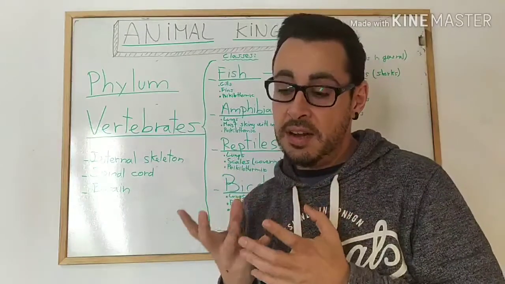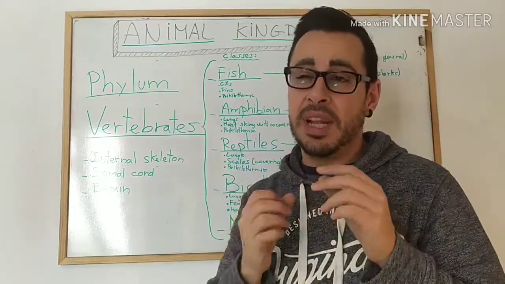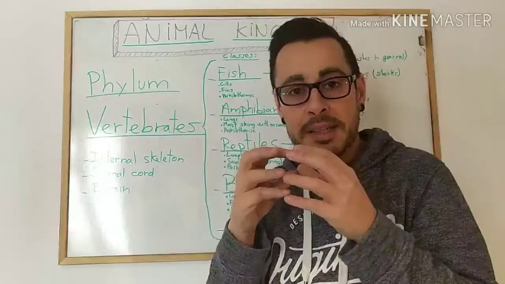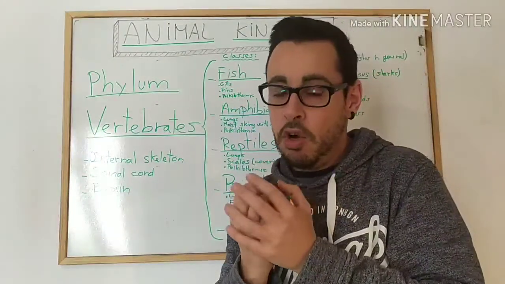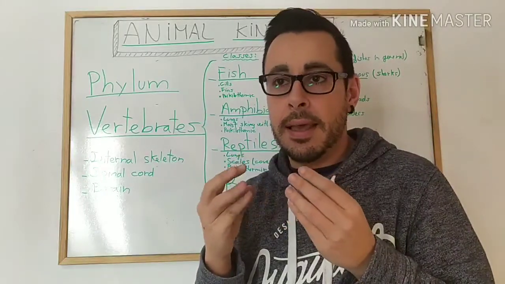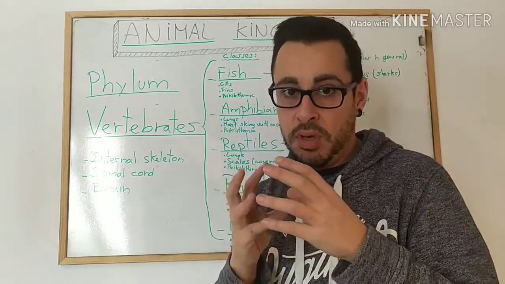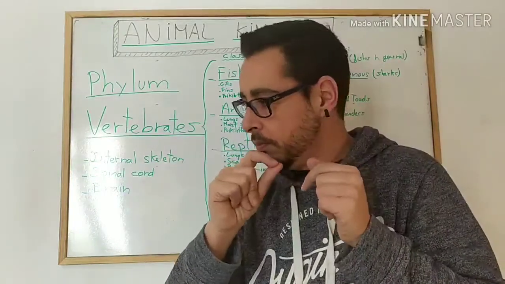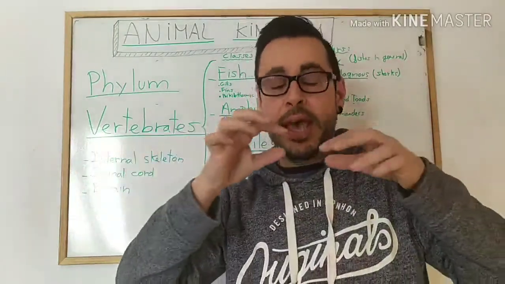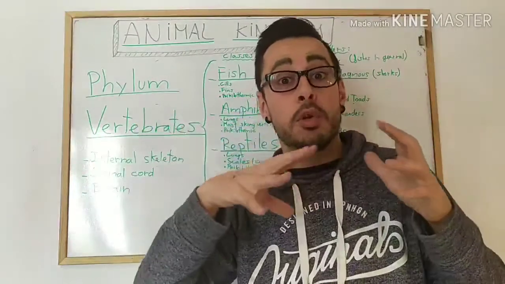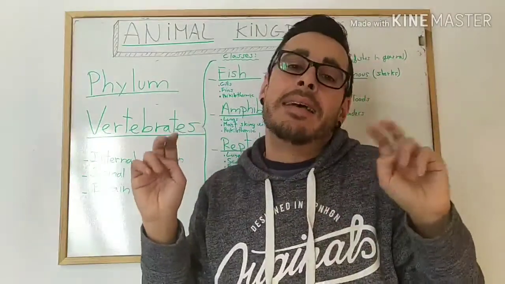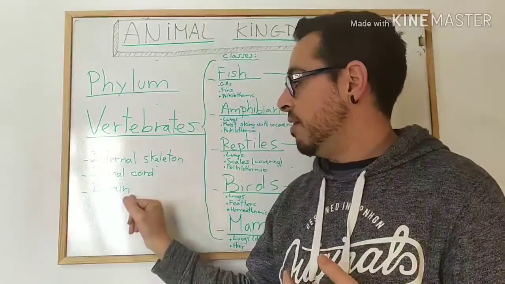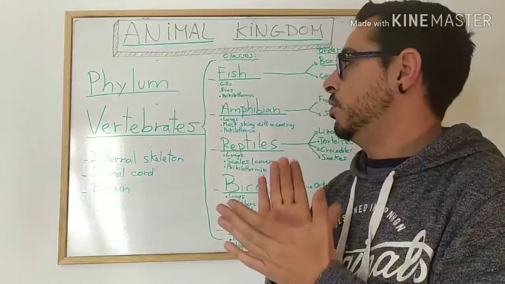They have nerves and they have like little brains, okay, but they are not brains. They are like ganglia, okay. They have nerves with some ganglia that are like a brain, but they are not a brain, okay? So vertebrates have a brain, spinal cord, and internal skeleton, okay?